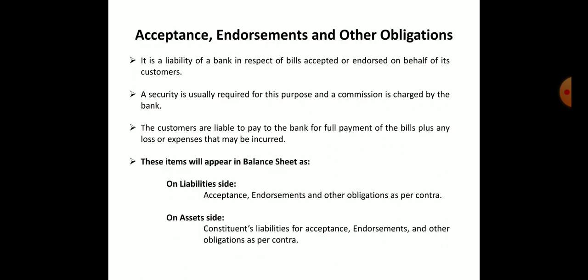Then acceptances, endorsements, and other obligations. It is a liability of the bank in respect of bills accepted or endorsed on behalf of its customers. A security is usually required for this purpose, and a commission is charged by the bank. The customers are liable to pay to the bank the full payment of the bills plus any loss or expense that may be incurred. These items will appear in the balance sheet on the liability side as acceptances, endorsements, and other obligations as per contra, and on the asset side as customers' liability for acceptances, endorsements, and other obligations as per contra entry. Again, that should be recorded on both sides of the balance sheet, as per contra entry.